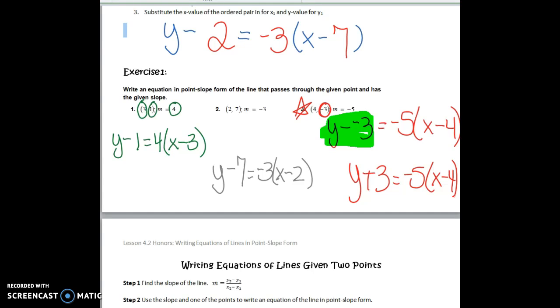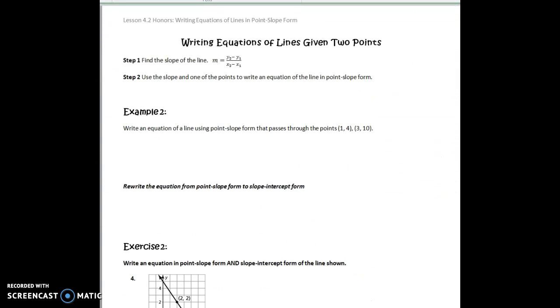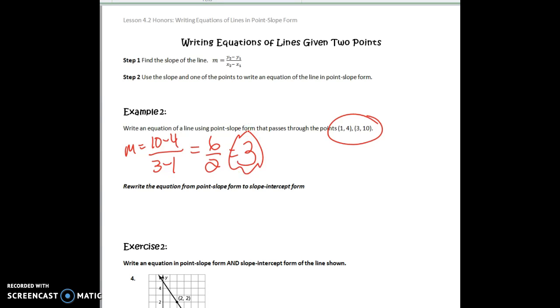So that's nice because I gave you the slope. But what happens if I take the slope away? We talked about a couple weeks ago, yesterday, how you find the slope of two points. So using the two points, you're going to find the slope of the line. That's the change in y divided by the change in x, 6 over 2, which becomes 3. My slope is 3.